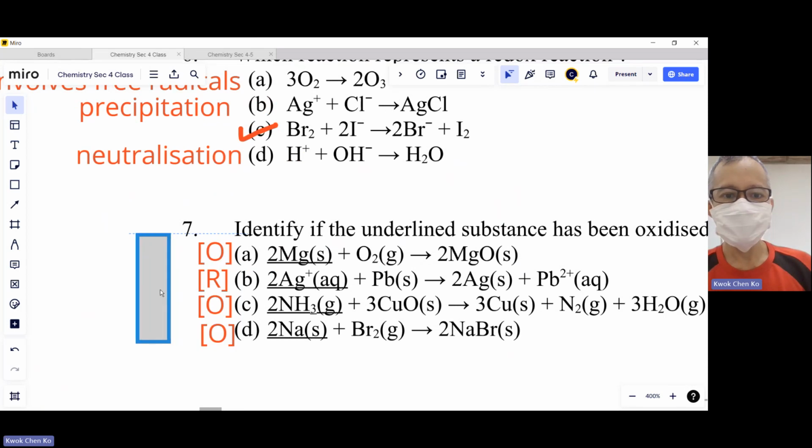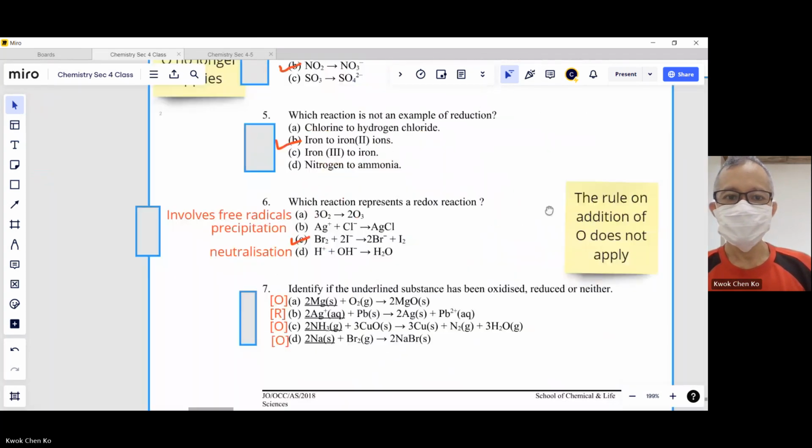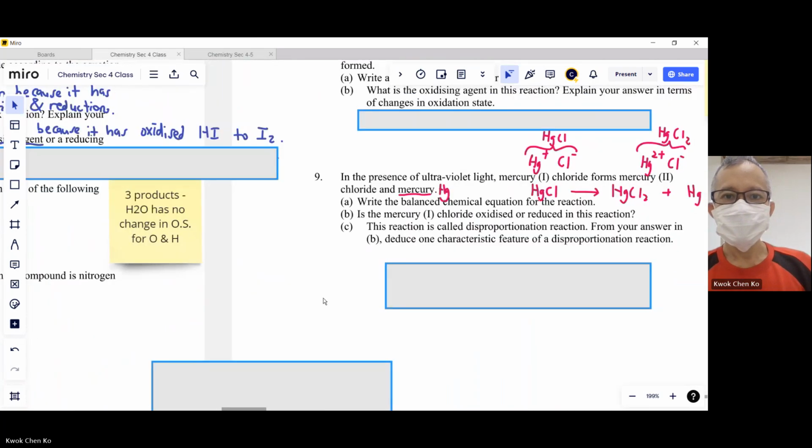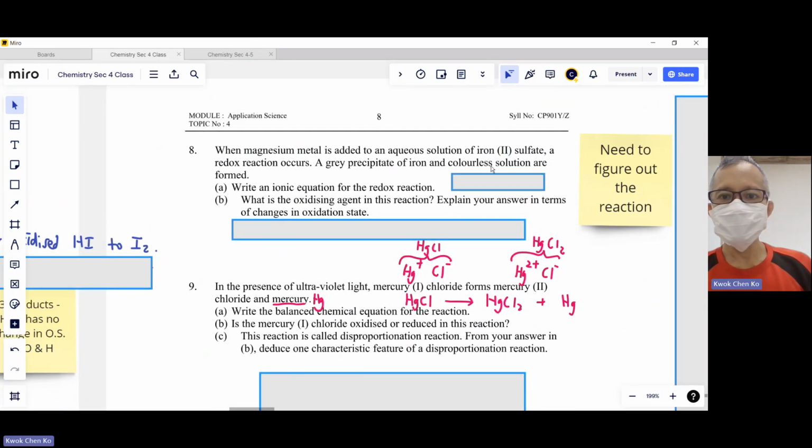Number 7, make sure you get the answers correct. And Chloe. Okay, number 8. Number 8, make sure you get the ionic equation correct. It should be this. Right, Chloe, did you reduce it to the ionic equation? No, right? Don't be careless also, because they ask for the ionic equation.